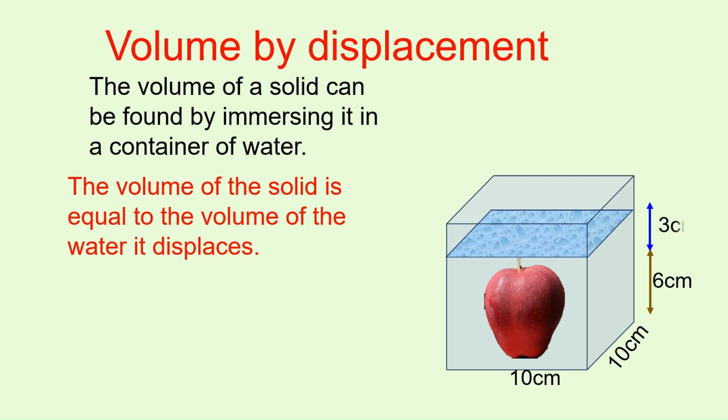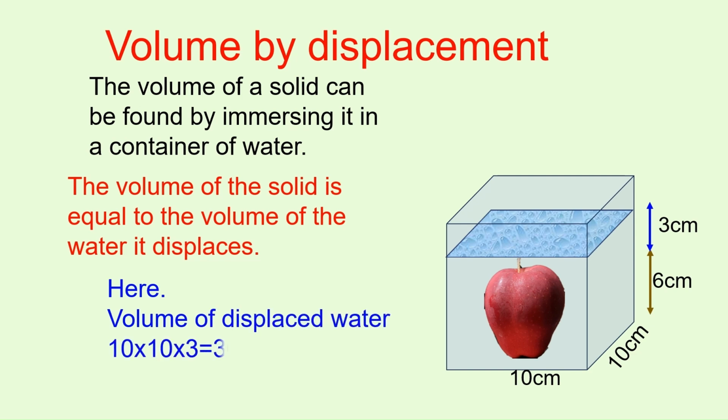Here, an apple displaces 3 centimeters of water. Volume of displaced water is 10 times 10 times 3, which is equal to 300 cubic centimeters. Equals volume of the apple.